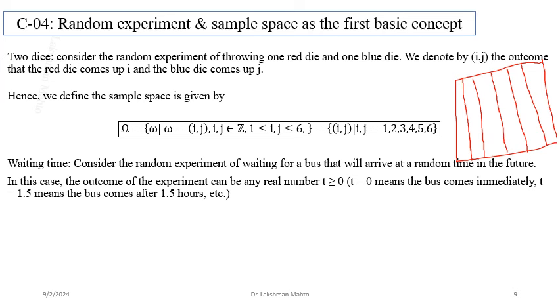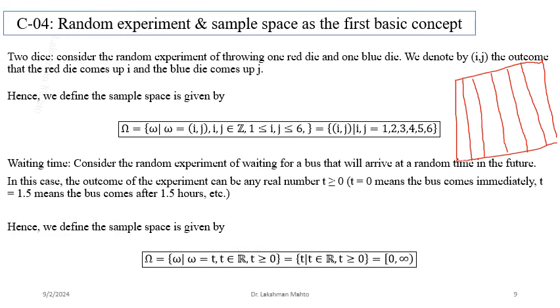Then suppose you went there and there is a strike of buses. What will happen? You want to get a bus, but that day you have to wait. So you have to list out all possible scenarios. All possible waiting times would be included in the sample space. So now the sample space for waiting time is what?